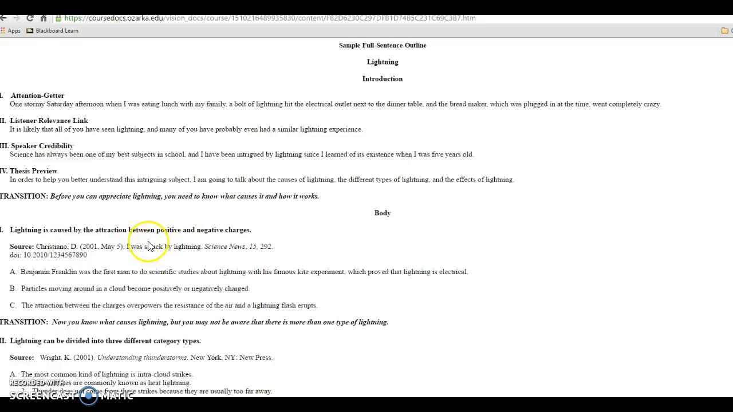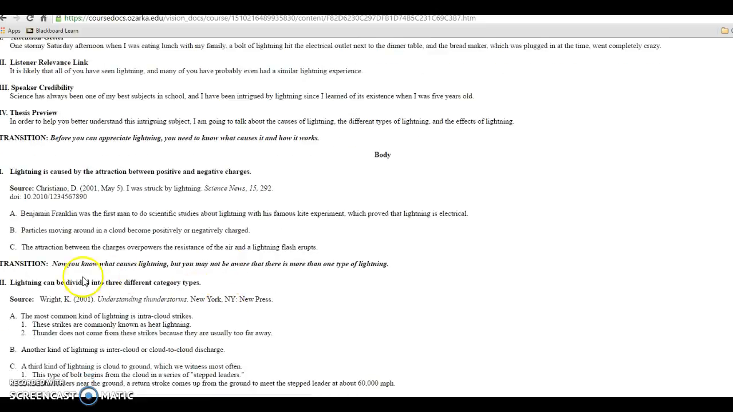A good transition sentence shows what is coming next, and it also recognizes what has already been said. So you may need to do a little bit of revising from your assignment 6 for this assignment to make it fit well.